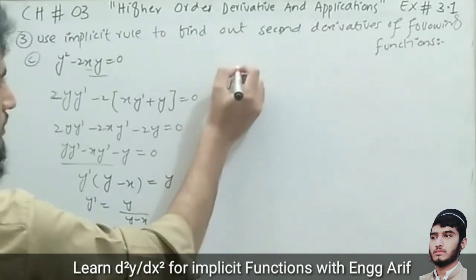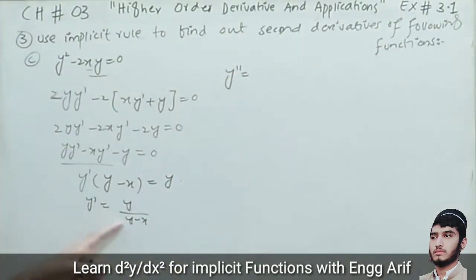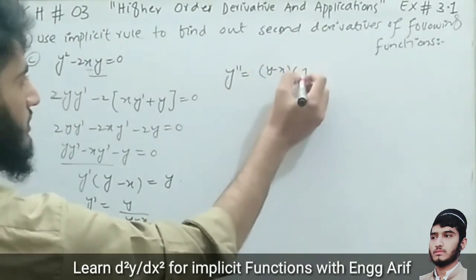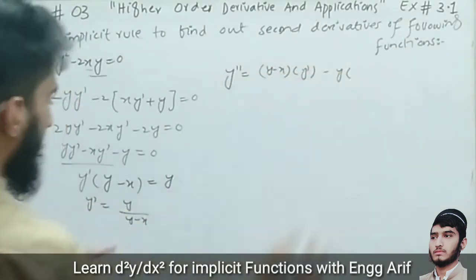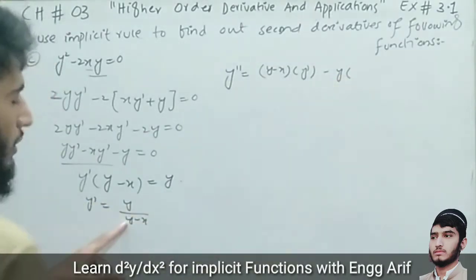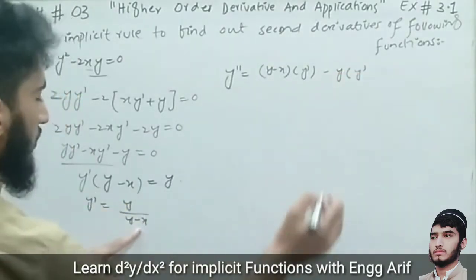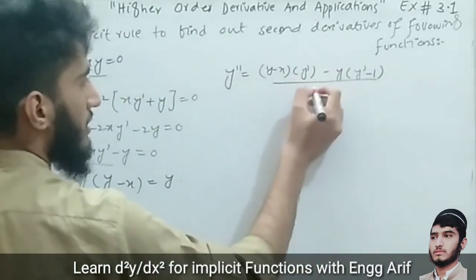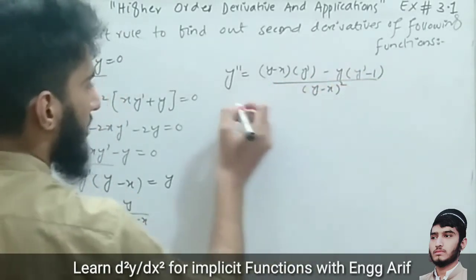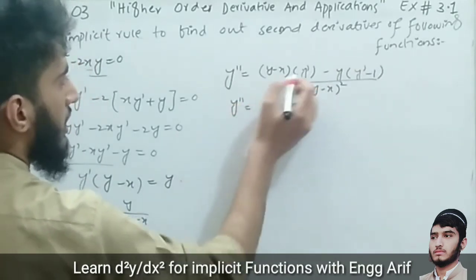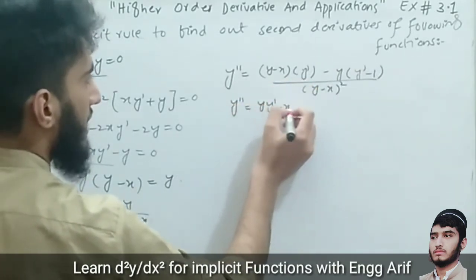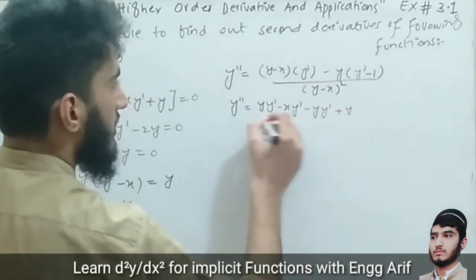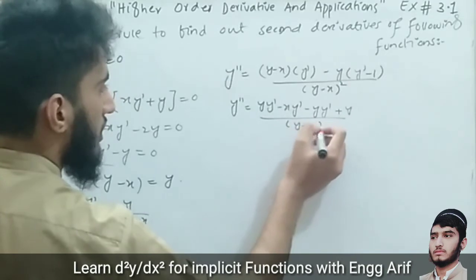For second time derivative use product rule of the quotient rule. Second function y minus x, and the first function derivative will be y ratio minus time of second function y, and derivative of this function will be derivative of y is y ratio and derivative of x is negative 1 divided by second function y minus x whole square. So after this it becomes y double dash will be y ratio minus x y ratio minus y ratio and plus y divided by y minus x whole square.